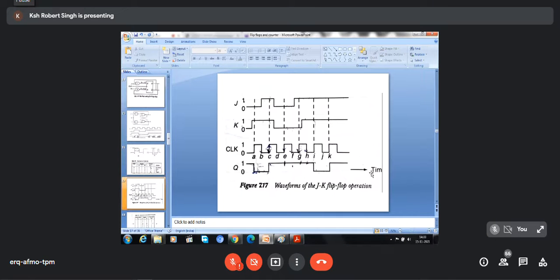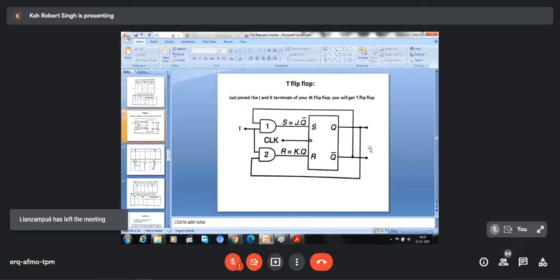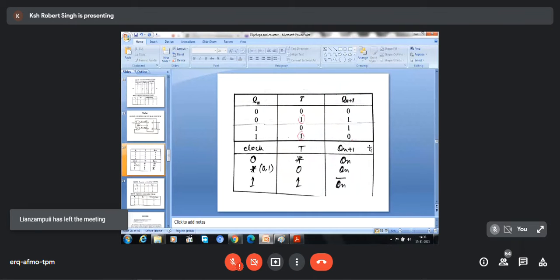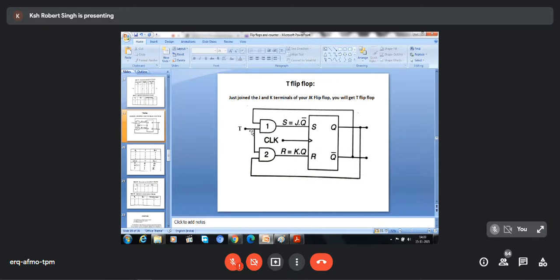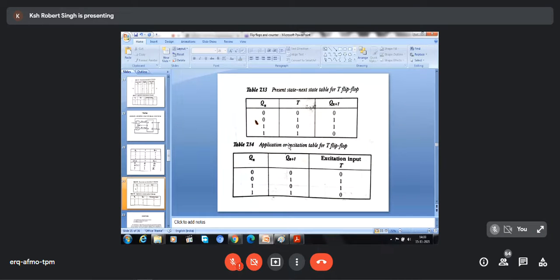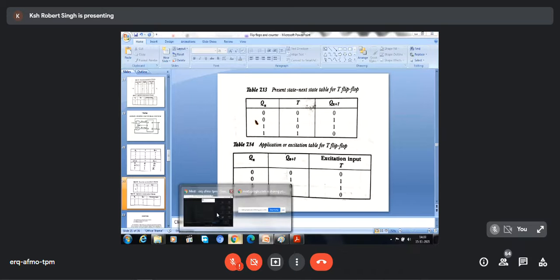In the last class, we discussed flip-flops. If I am not audible or if you have any problem, you can ask at any time. We discussed the T flip-flop, which is similar to the JK flip-flop. The only thing is that you join J and K together to form a T flip-flop. And we also discussed how to construct one flip-flop from another flip-flop.